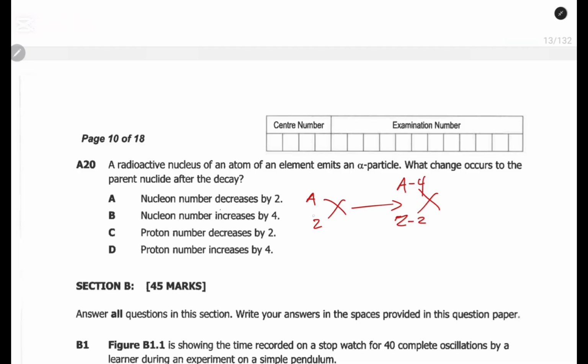The nucleon number is the same as the mass number. So the mass number decreases by 2? No. Mass number increases by 4? No, it has to decrease by 4. Proton number decreases by 2? Yes, proton number decreases by 2. Proton number increases by 4? No. So therefore the answer is C.